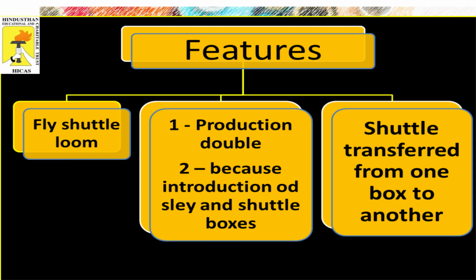Next, the features of the pit loom: it is a fly shuttle loom and the production is doubled in this pit loom process. It is because of the introduction of sley and shuttle boxes. The shuttles are transferred from one box to another in this pit loom.